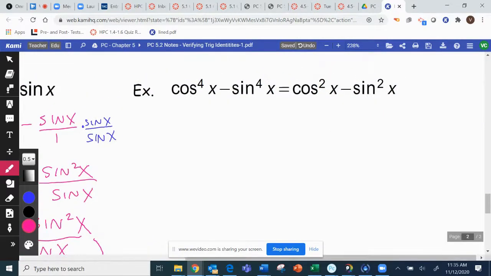Out of the two of these, which one looks more complicated? The left is more complicated. I mean, they look pretty identical, except one has a higher power. What I'm going to do with this one is factor, because on the left, I have a difference of squares.